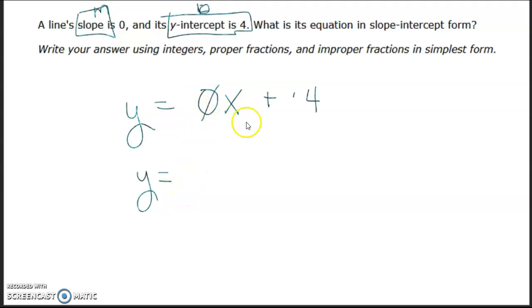This actually eliminates the x, because it doesn't matter what value you plug in for x, it's going to make it 0, because you're multiplying it by 0. So all we have left is this plus 4. And then to simplify it even more, we don't even need that plus sign, because we know the plus just means positive. So the final answer you would type in is y equals 4. That's when your slope, which is 0, is multiplied by the x.